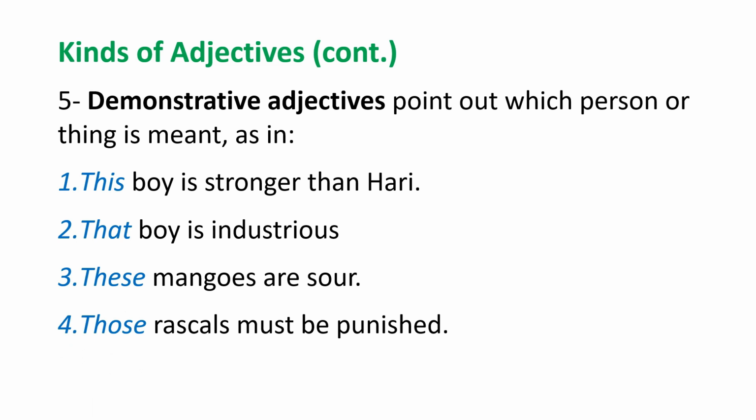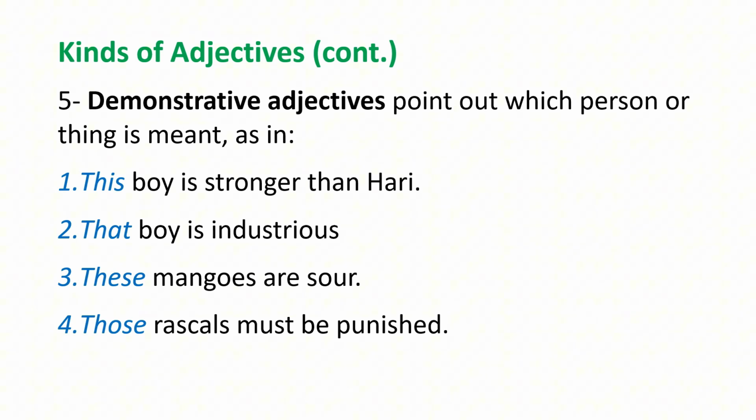To demonstrate means to point out something. So demonstrative adjectives point out which person or thing is meant. This boy is stronger than Harry. That boy is industrious. These mangoes are sour. These rascals must be punished. So here we point at something. This, that, these, those. So this is used as an adjective when it comes with the noun.